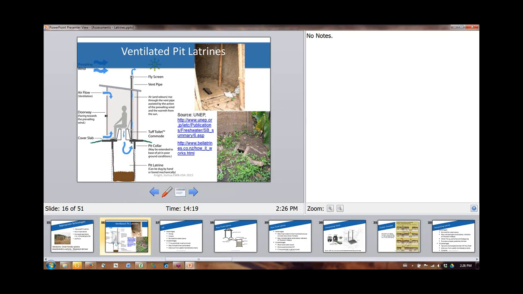So this is the only addition. It's a pit like you'd see in many countries, but this air is flowing in through the bottom, through the top, hopefully both ways. You want a lot of airflow in these types of latrines. It's going down this pit, and then it's going to go up and out. The one addition to a normal pit is this ventilated pipe. And this pipe is what carries both the air out of the latrine, so there are no odors, as well as the flies. The flies come up here and they get stuck on this fly screen right here.